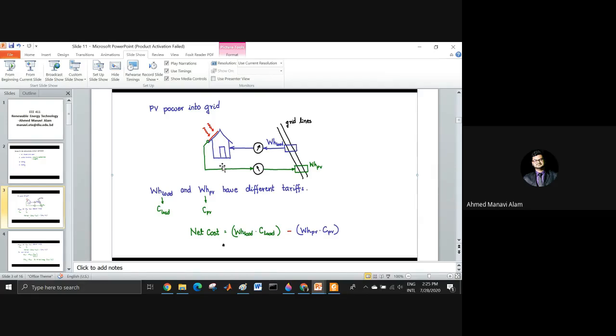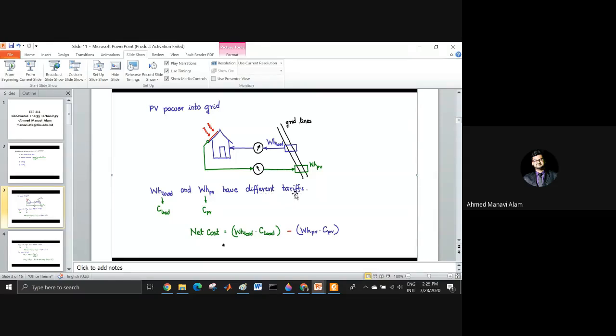So how does this work? Suppose you are giving some power to the grid and you are taking some power from the grid. Suppose WH load and WHPV have different tariffs. WH load means the power or energy you are getting from the grid line. WHPV means the power or energy you are giving to the grid line. That means this PV cell is not integrated directly to your house, it is integrated directly to the grid lines. Now you have a clear idea how these things work. WH load and WHPV have different tariffs. Tariffs means the unit price.